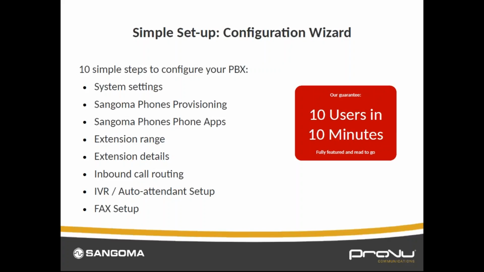So the internal system should be able to be set up fairly quickly, which includes system settings, Sangoma Phones provisioning, Sangoma Phones app, extension range, extension details, and inbound call routes. Inbound call routes is the most common one. And if you have an IVR or an auto attendant system, you can set it up fairly quickly as well. It's drag and drop rather than uploading.